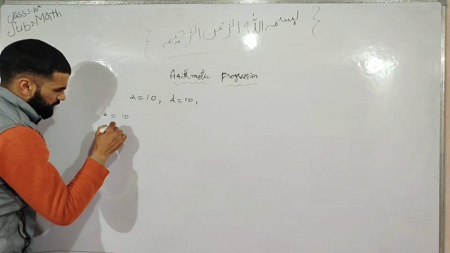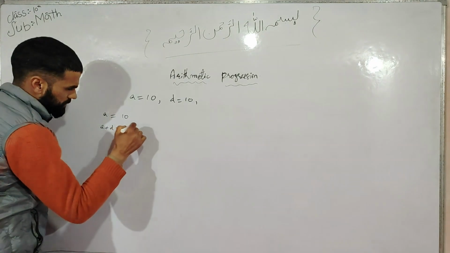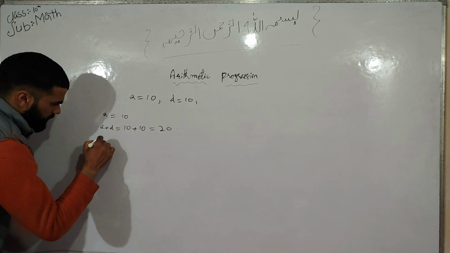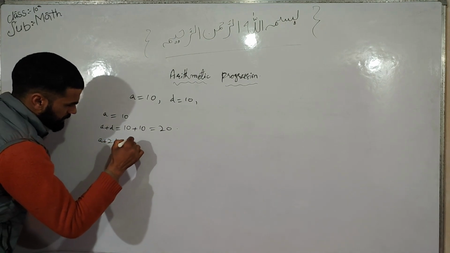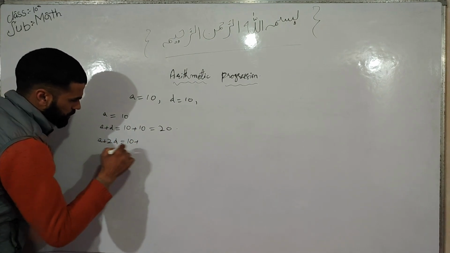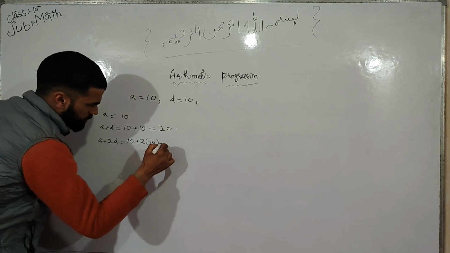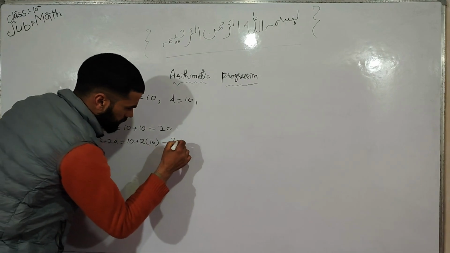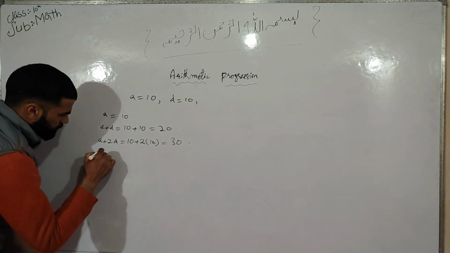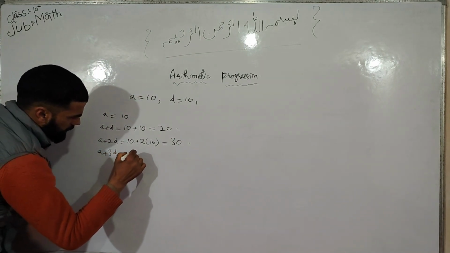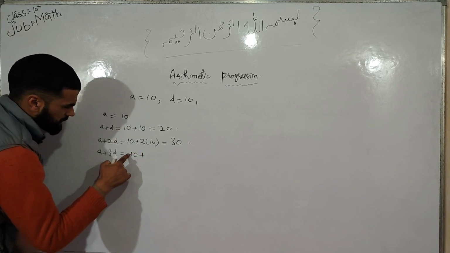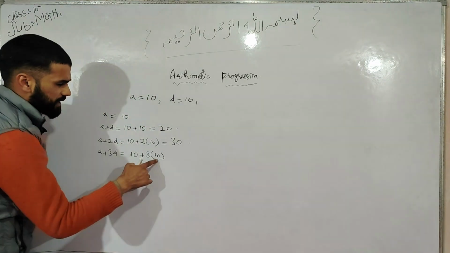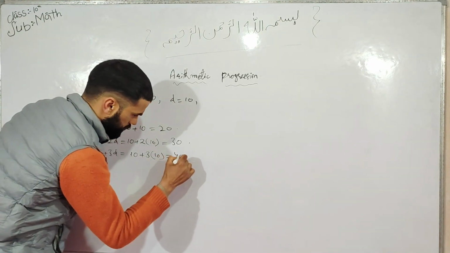The second term is a plus d. What is a? a is 10, plus d, d is again 10, so this is 10 plus 10, this is 20. The third term is a plus 2d, this is 10 plus 2 into 10, that is 20, 20 plus 10, that will be 30. And the fourth term will be a plus 3d, a is 10 plus 3 multiplied by d, d is 10, so 3 into 10 is 30 plus 10, that is 40.